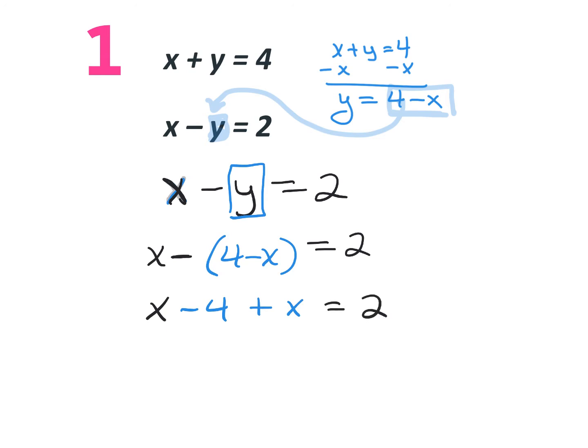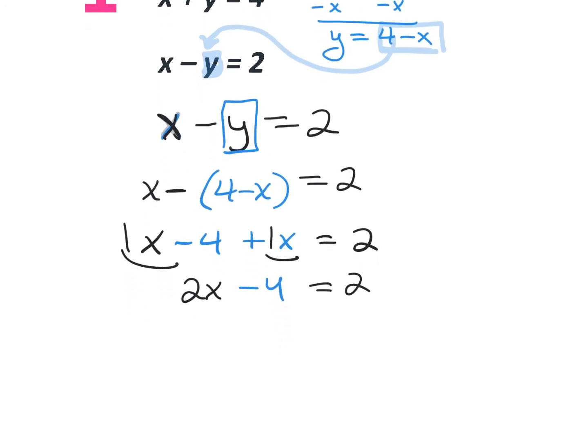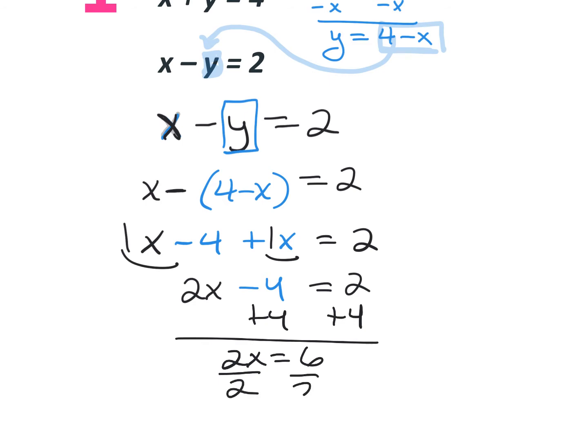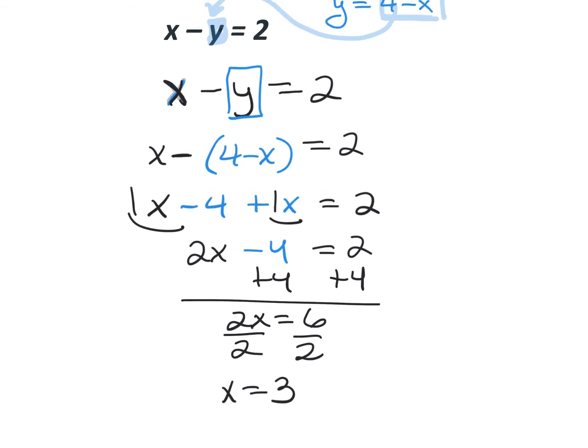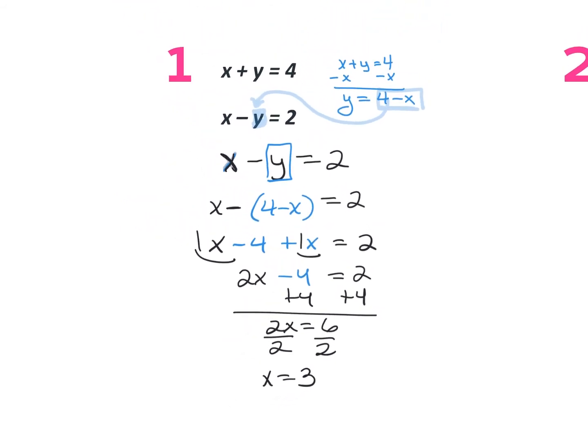I can combine my like terms. 1x plus 1x is 2x. I'll drop down the minus 4 equals 2. I'm going to add the 4. 2x equals 6. Divide by 2. And x equals 3. Now, remember, the solution to this system is an ordered pair.